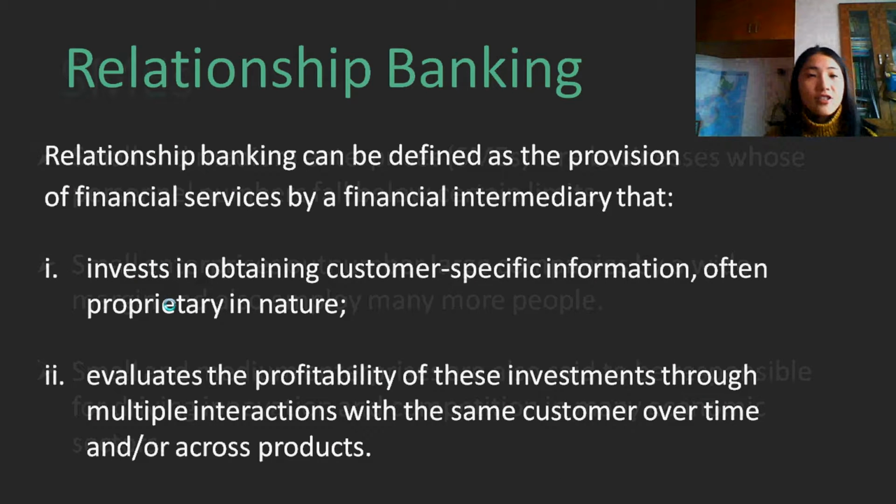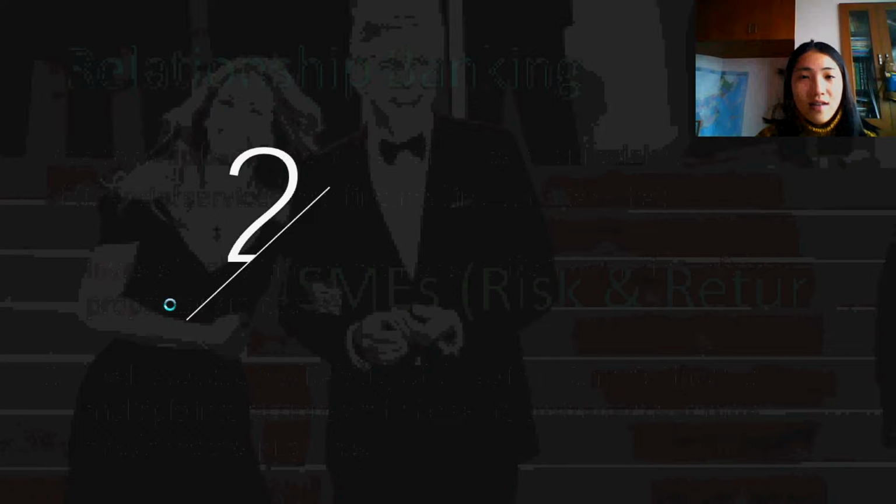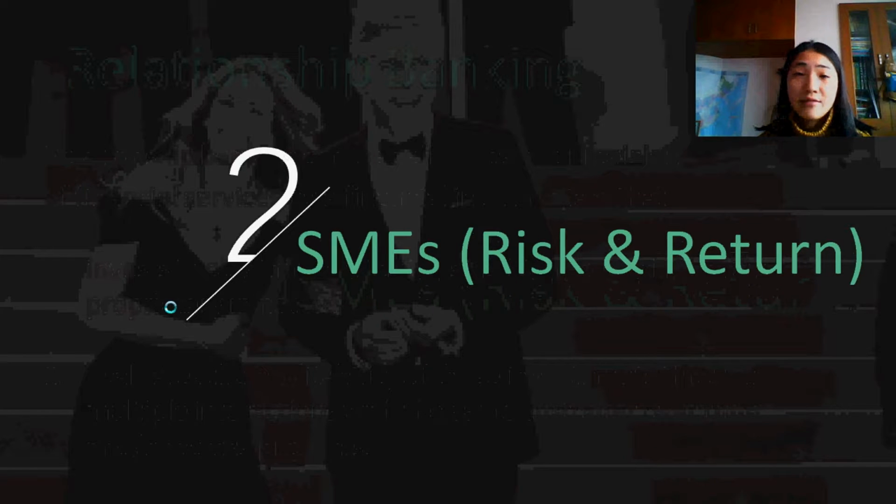Furthermore, relationship banking can be defined as the provision of financial services by a financial intermediary that invests in obtaining customer-specific information, often proprietary in nature, and evaluates the profitability of these investments through multiple interactions with the same customer over time and or across products. This definition centers around two critical dimensions: proprietary information and multiple interactions. Now let's welcome Zhekan Xue to introduce the risk and return of small and medium enterprises for you.